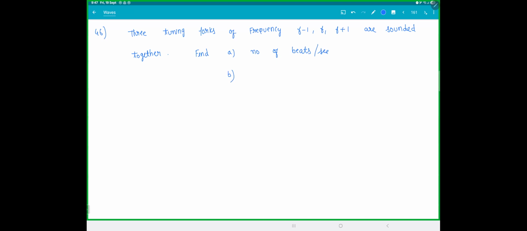This was the old Mains question. They simply asked the number of beats per second. That's an easy one. But if I ask you to find the ratio of intensity of beats, suddenly this becomes an advanced one.